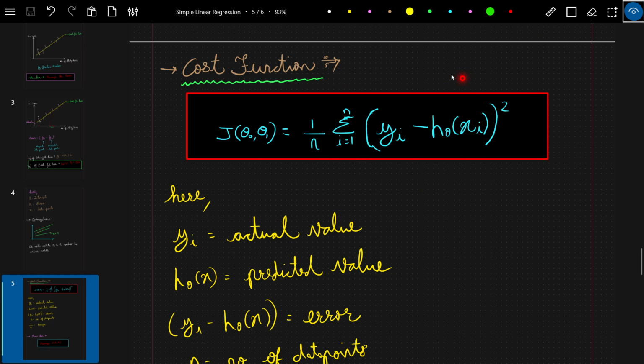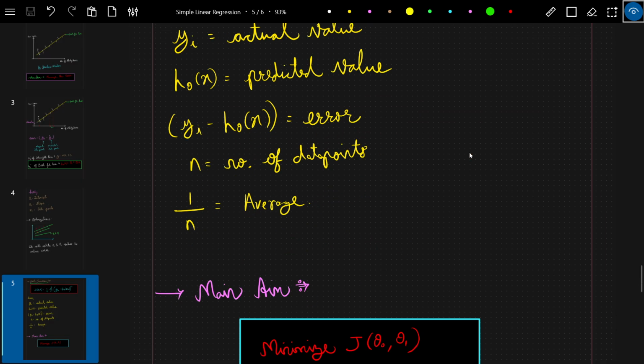So the equation of the cost function is also known as, guys, mean squared error, which is J of theta naught comma theta 1 equal to 1 by n summation of i equal to 1 to n, y of i minus h theta of x of i, whole square.